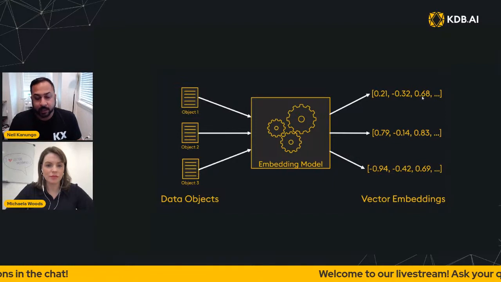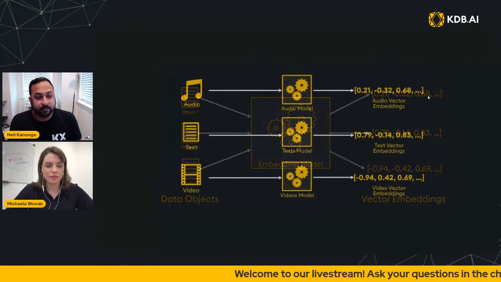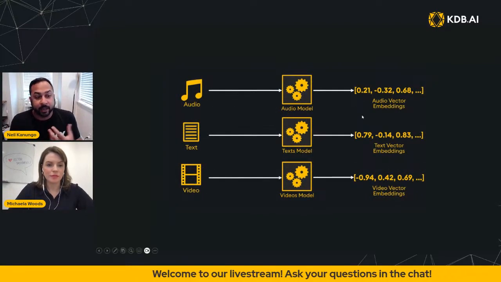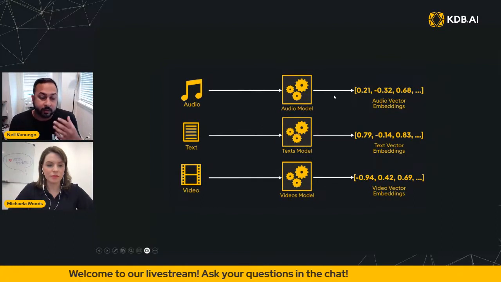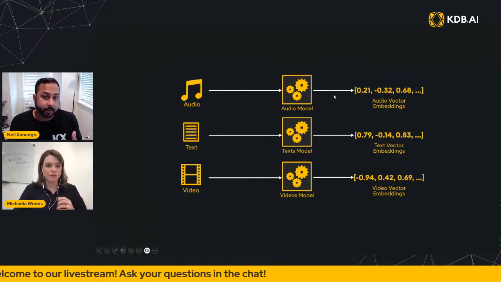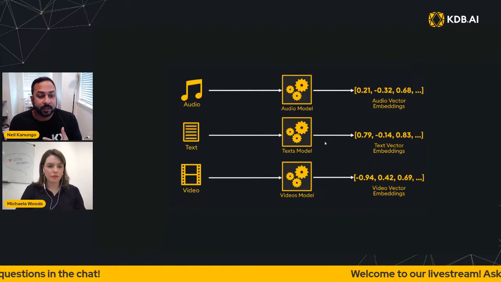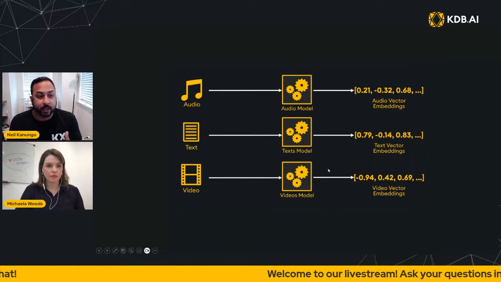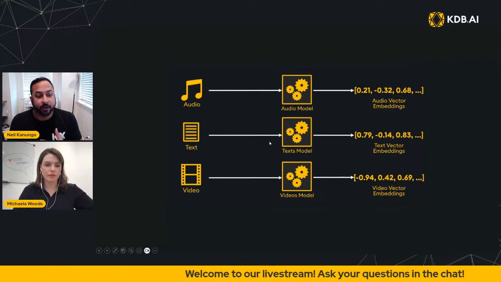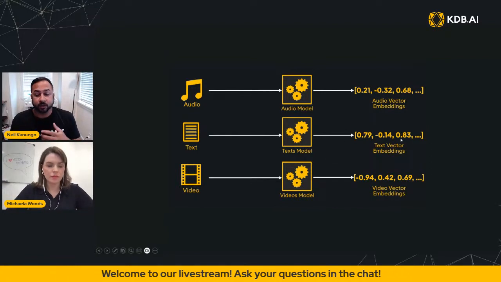These are vector embeddings. Now, the embeddings that come out depend on the embedding model you use. And the model may be an audio model, a text model, a video model, an image model. Different models will produce different embeddings.